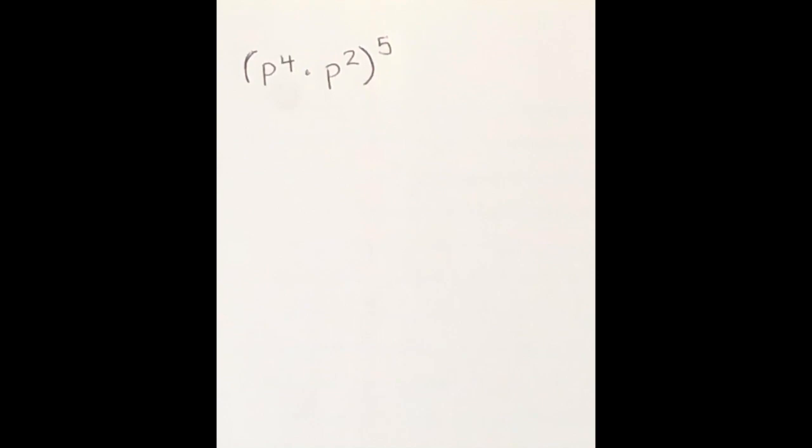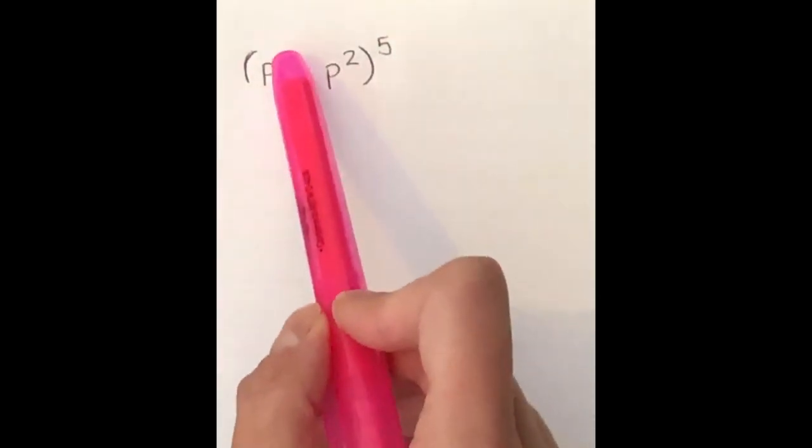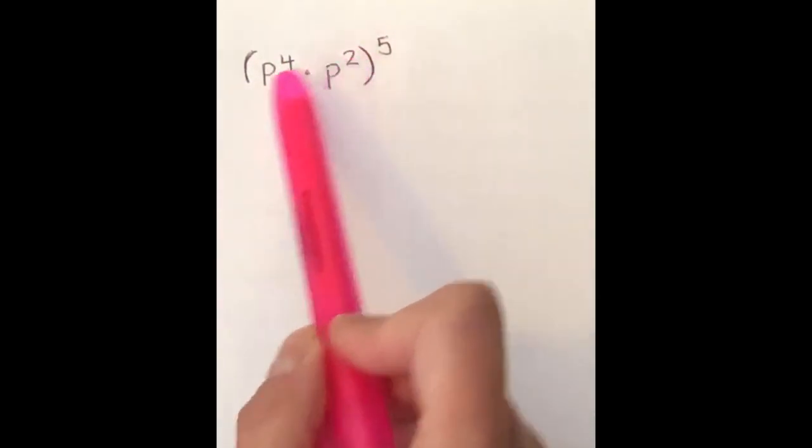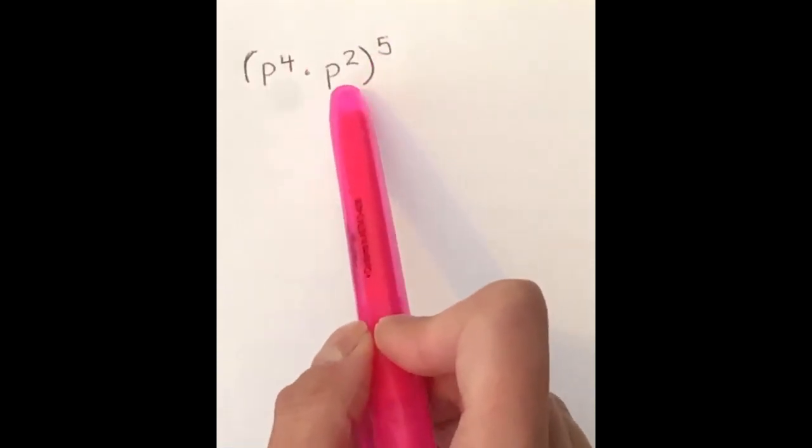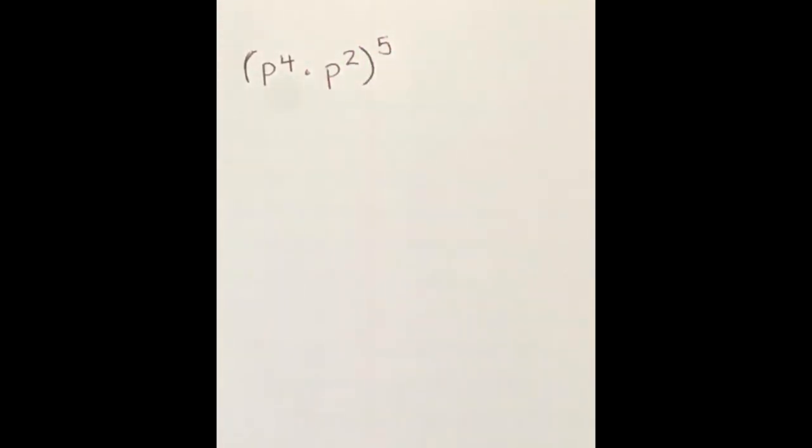Today we're going to continue our work with exponent laws, but we're going to look at expressions or problems that combine more than one law within a problem. So when we look at this problem, I have p to the fourth times p squared. All of that is in parentheses being raised to the fifth power.